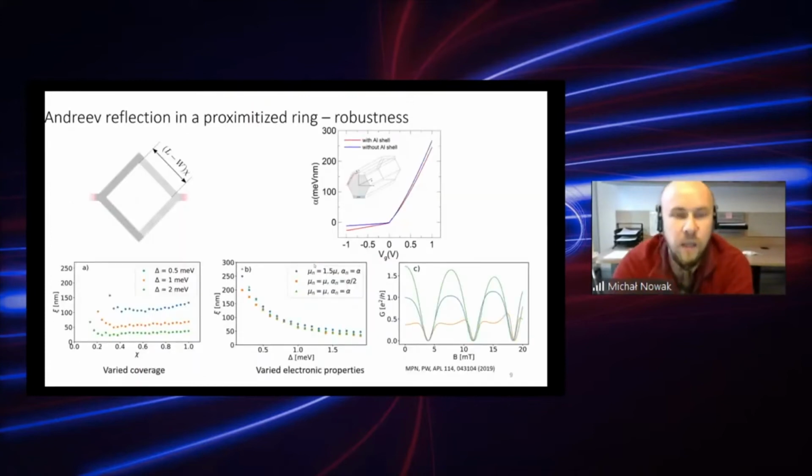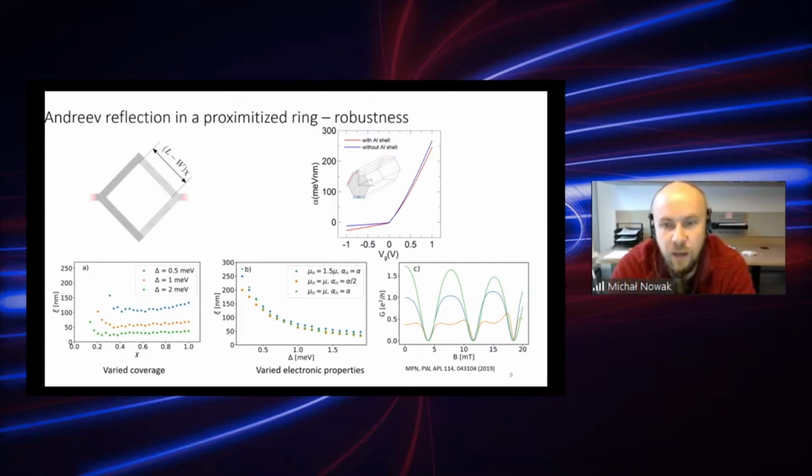And finally, we checked how robust this effect is. So, for example, with regards to the size of the proximatized part, we see that as this part becomes smaller, the calculated coherence length is almost constant. Only when the size of this part becomes comparable to the coherence length itself, we see that the extraction breaks.